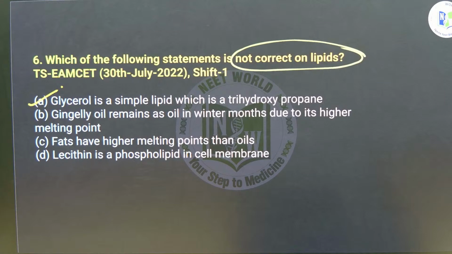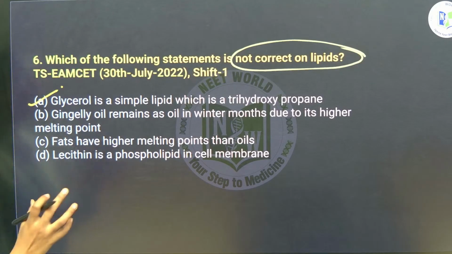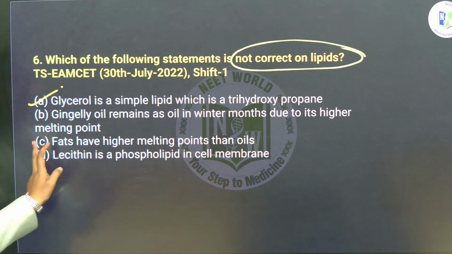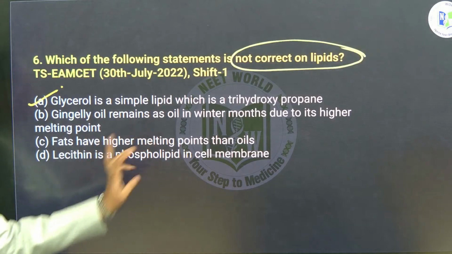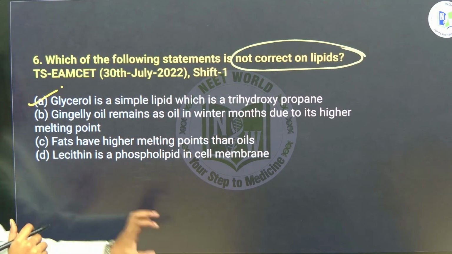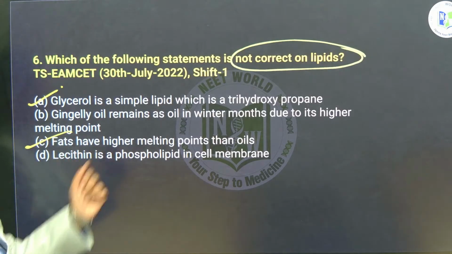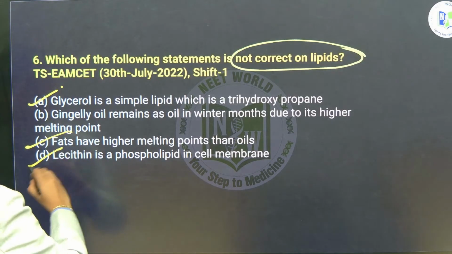Done, examined it properly. Now you see it, ma. Glycerol is a simple lipid with trihydroxypropane, correct only. Look at this statement: fats have higher melting point than oils. Yes, oils will have lower melting point than fats, this is true. Lecithin is a phospholipid in cell membrane, correct.